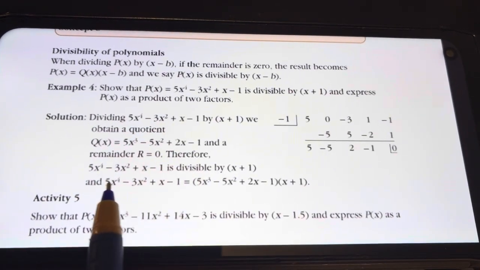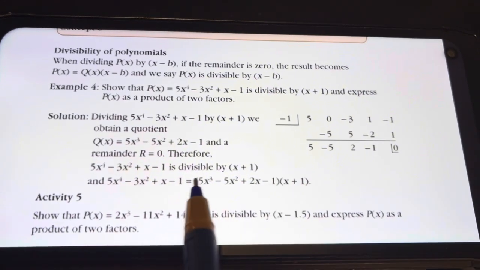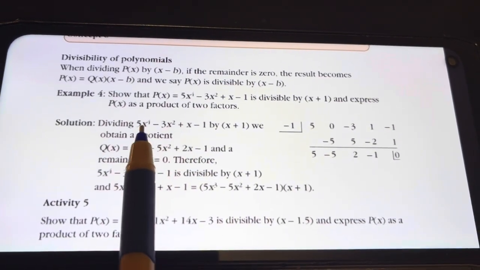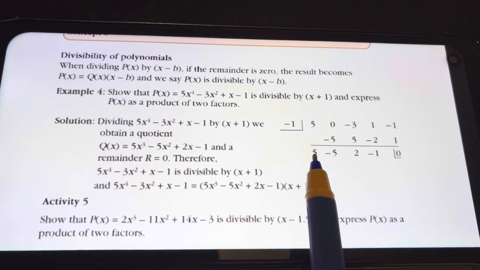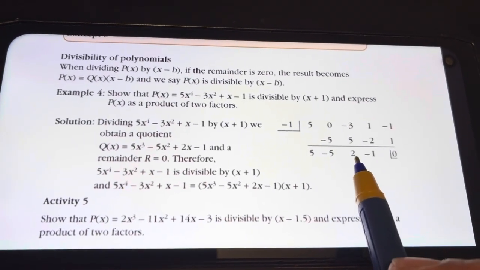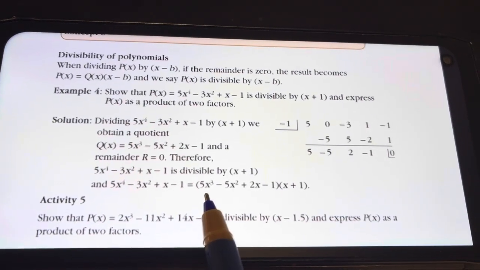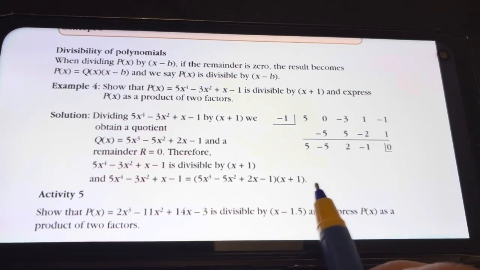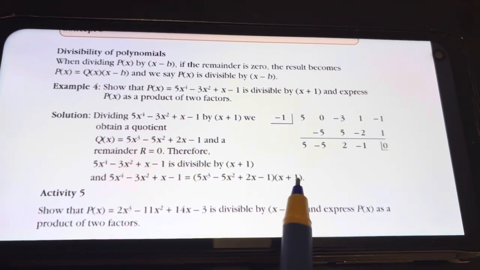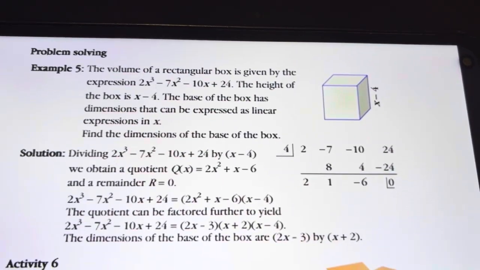So that means dividing this by this will give you 5x to the power of 3. This is x to the power of 4, so the first one will be x to the power of 3. So 5x to the power of 3 minus 5x squared plus 2x minus 1. So this is one factor, and then the other one is x plus 1, because the remainder is 0, so this is also a factor. This is just an example, nothing is added here.